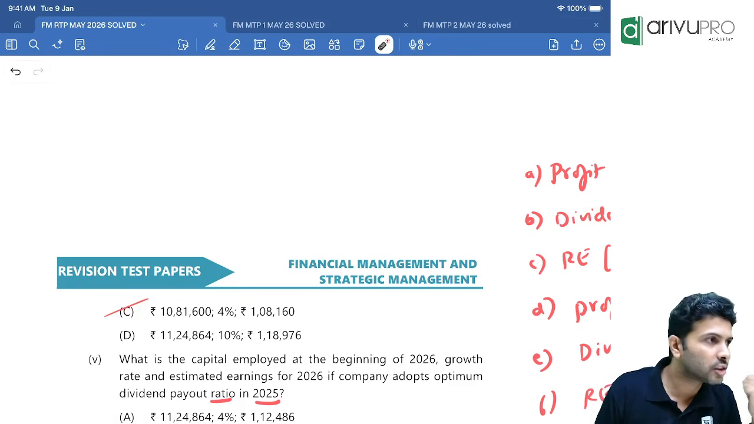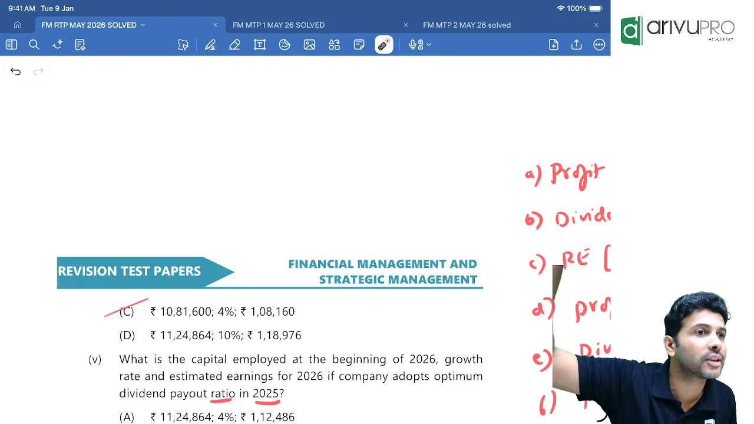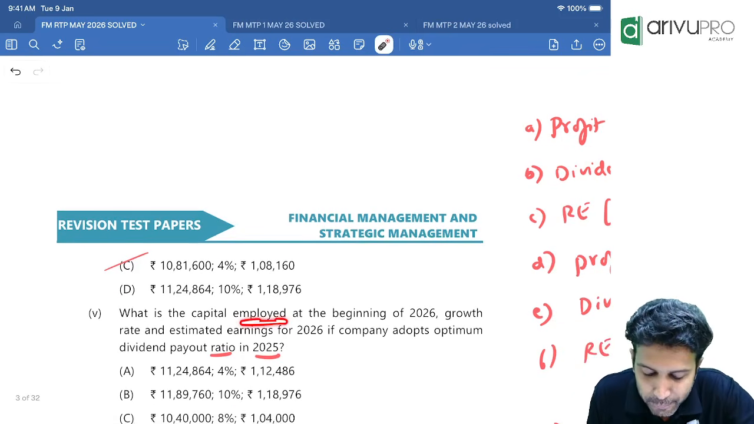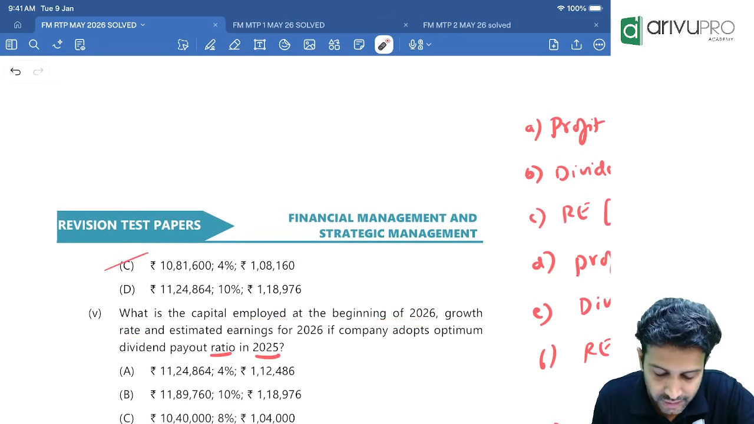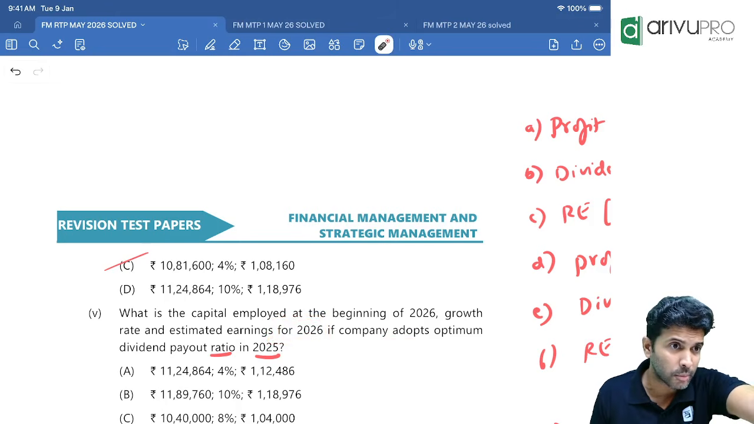Clear? Earnings we already did. One if you figure out, means you already know the answer. You can move forward. Yes or no? Correct or no? Correct. Now what is the capital employed at the beginning of 2026? Then they're asking growth rate. Then they're asking earnings for 2026. If the company, sir, it looks like same question, but hang on.